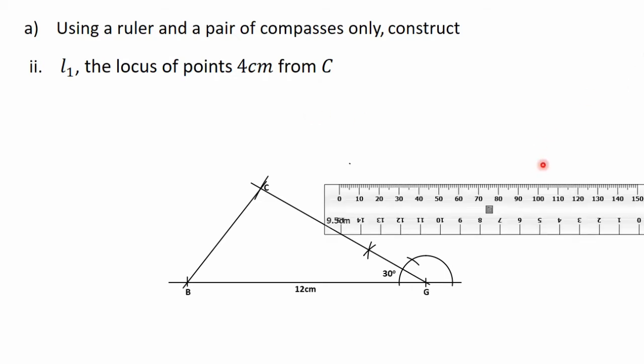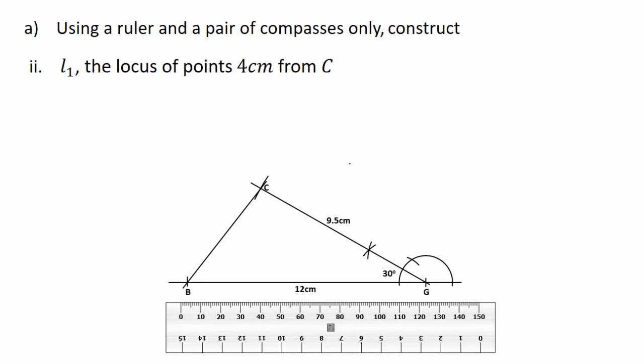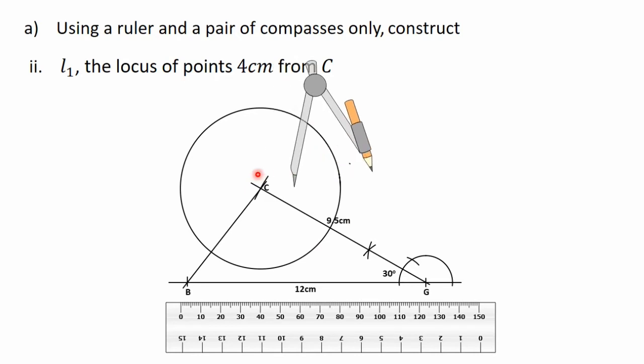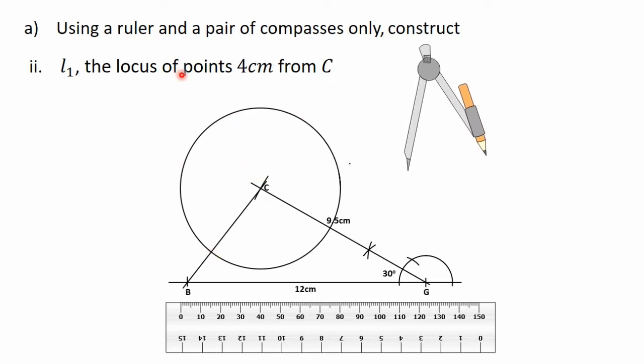So to get this locus, we will take the ruler and measure 4 centimeters using the compass. So I have my compass here. I'm going to measure 4 centimeters on the ruler. Put the needle of the compass on point 0, then you stretch the part holding the pencil to 4 centimeters. After that, you move the needle of the compass to point C. Then you construct a circle using point C as the center. This circle will give us the locus of points 4 centimeters from C. The question said that we should call this locus L1. Let's move on to the next part.